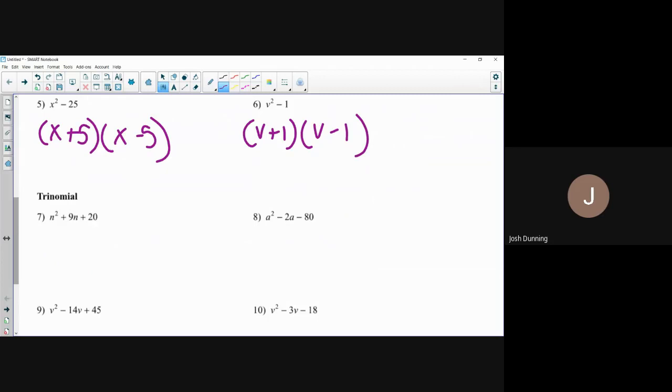Trinomial factoring. No number in front of your square variable. That's how you know it's not AC. So now just think, what 2 numbers multiply to the end number? So multiply to 20, add up to 9: 4 and 5.